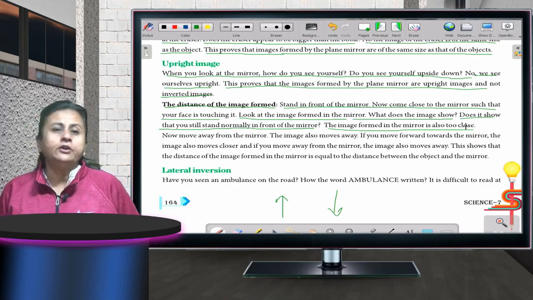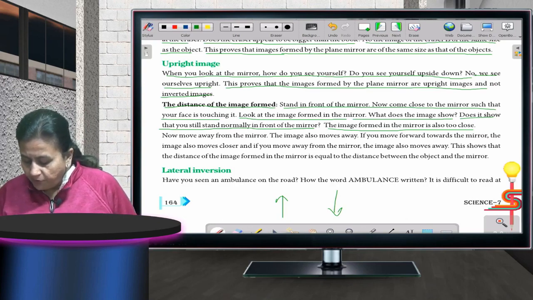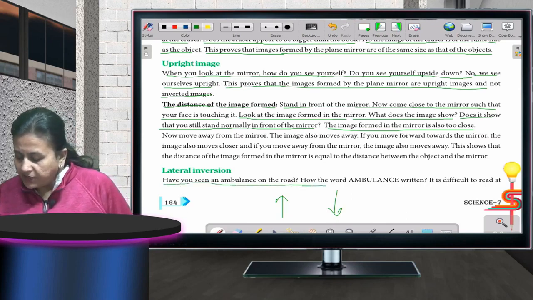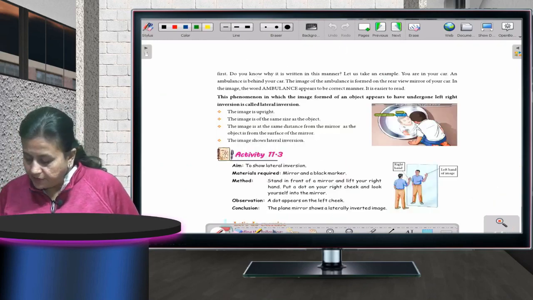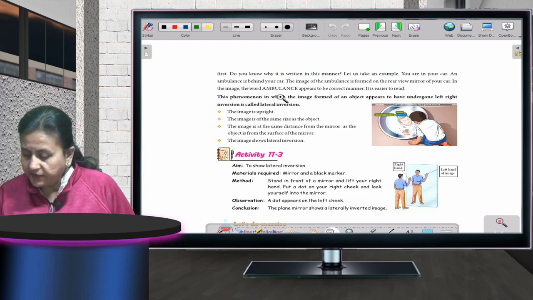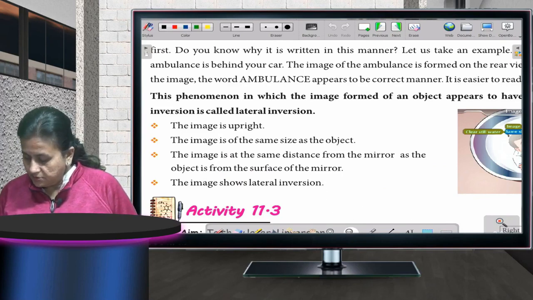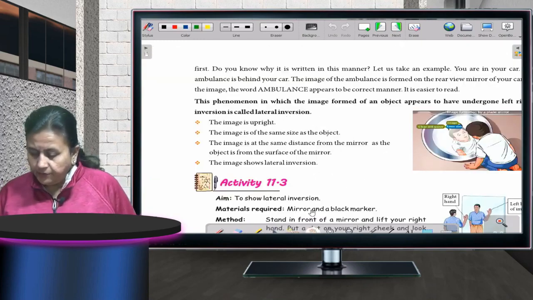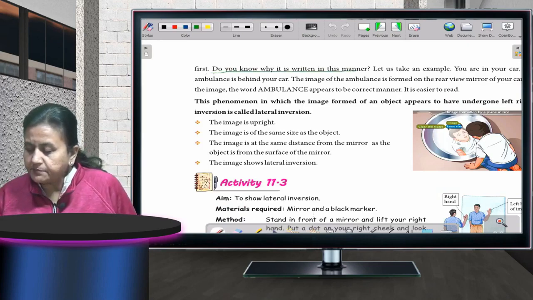Fine, children. Now we'll talk about lateral inversion. This is a very beautiful example which has been described over here. Have you seen an ambulance on the road? How is the word ambulance written? It is difficult to read at first. I'm zooming it so that things are more visible. I hope now it is okay. Is it fine now?